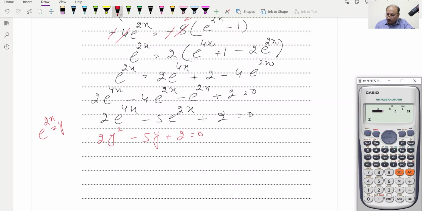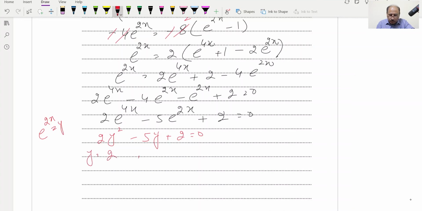So the coefficient of y square is 2, the coefficient of y is -5, and the constant value is 2. So this will give us 2 and 1 by 2. So we can write y is equal to 2 and y is equal to 1 by 2, and replacing the value again we will get e raised to the power 2x is equal to 2 and e raised to the power 2x is equal to 1 by 2.